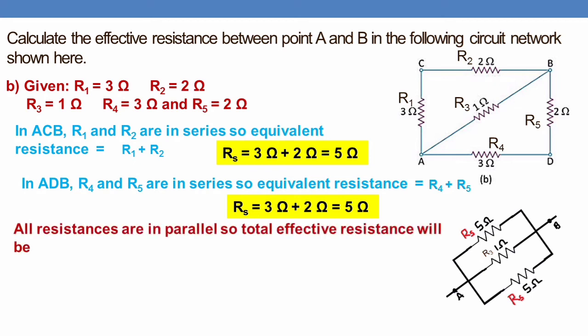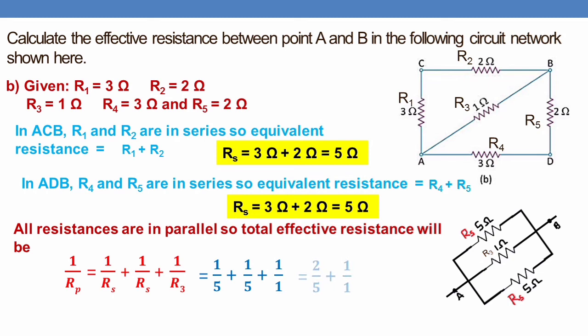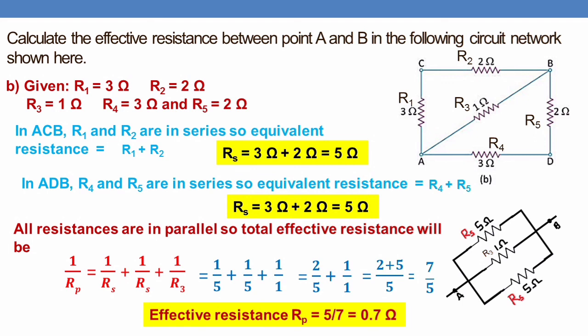Let's find the effective resistance by using the formula 1 by R is equal to 1 by Rs plus 1 by Rs plus 1 by R3. Why Rs and Rs? Because those were the resistors present in AC, CB, AD and DB. We have found the equivalent value and now we are going to find the total resistance of the circuit. So 1 by 5 plus 1 by 5 plus 1 by 1. 1 by 5 and 1 by 5 will become 2 by 5 plus 1 by 1 and you will get the value 7 by 5. So effective resistance will be 5 by 7, which is 0.7 ohm.